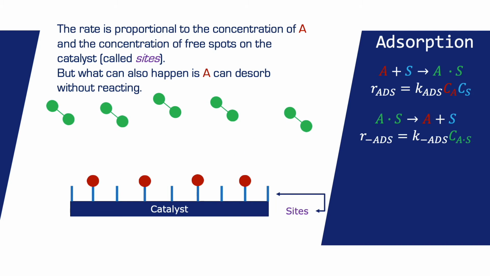But what can also happen is A can desorb without reacting. This can be represented by the reverse reaction: A·S reacts to form A and S. Thus, the rate of the reverse reaction is equal to k_-ADS multiplied by the concentration of A·S.